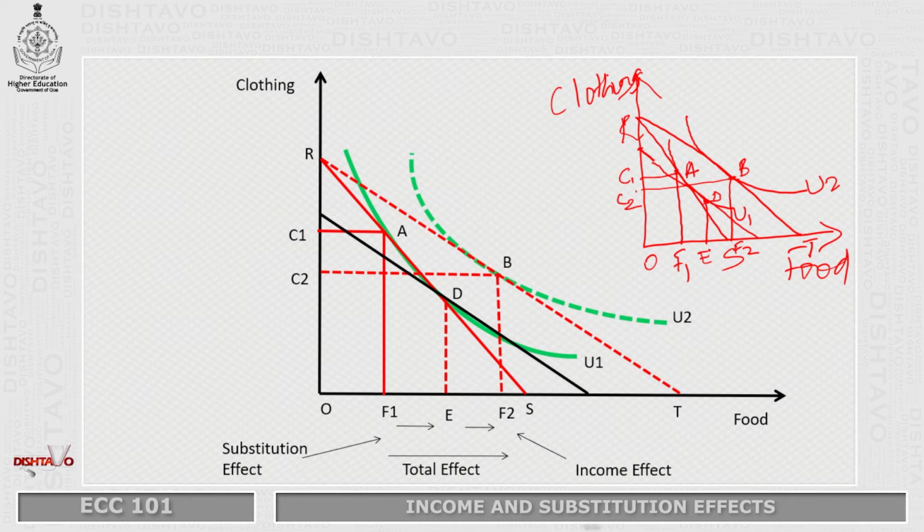Okay, so F1E is your substitution effect because you have substituted clothing for food because food has become cheaper, and E to F2 is your income effect. So you have got more income because your purchasing power has increased because the price of food has fallen, and that is why you are consuming more of food. So these are the two effects, that is substitution effect and the income effect under your total effects.